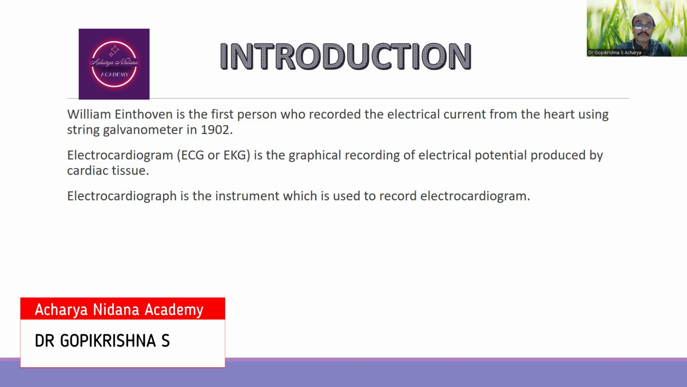Electrocardiogram, which is also termed ECG, and on some occasions termed EKG, is the graphical recording of the electrical potential produced by the cardiac tissue. Who will be recording these electrical potentials? The electrodes placed on different parts of the body, that is, on the limbs and the chest. These electrodes are placed and they record the electrical potentials. Electrocardiograph is the instrument used to record the electrocardiogram.